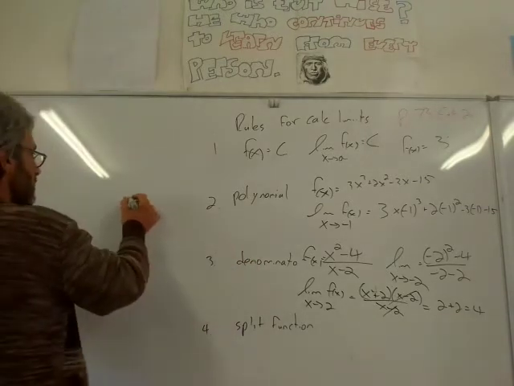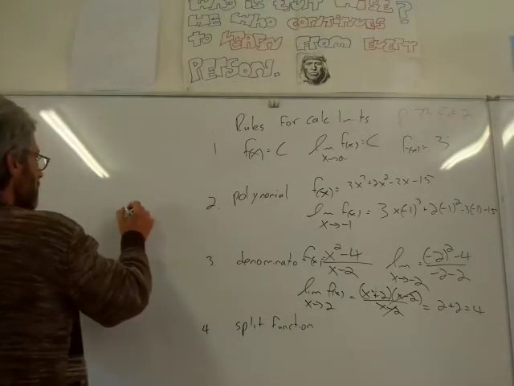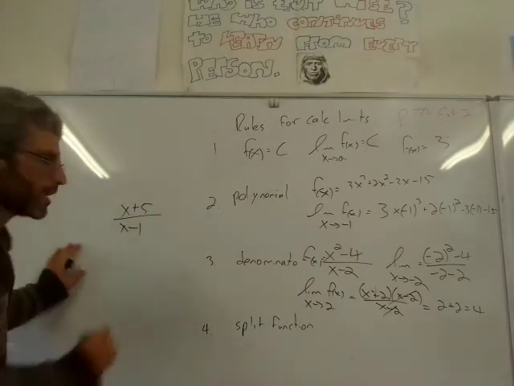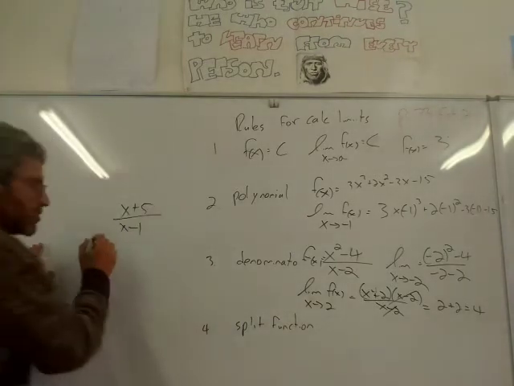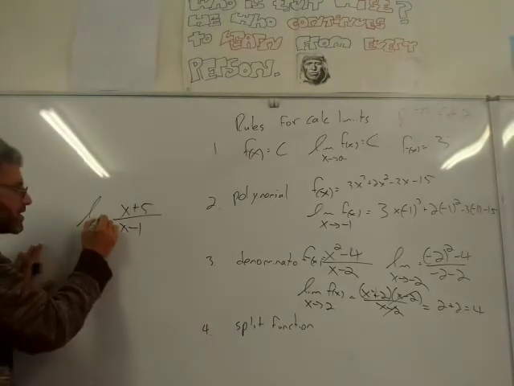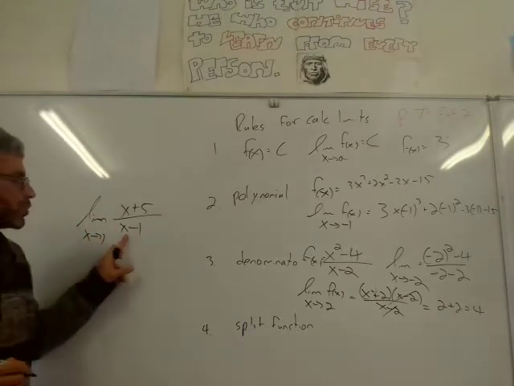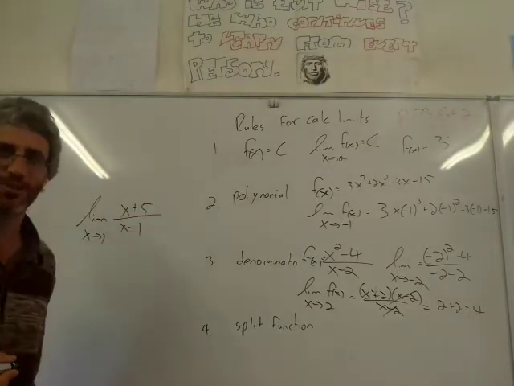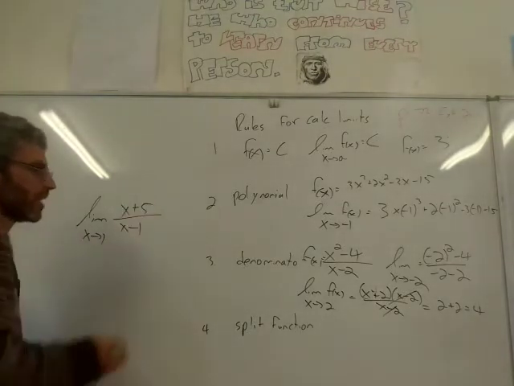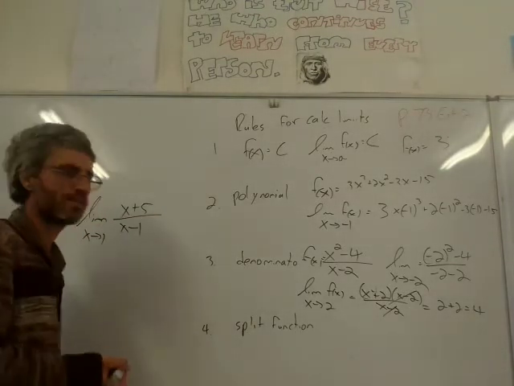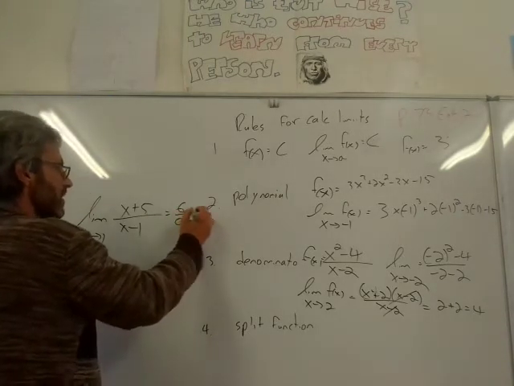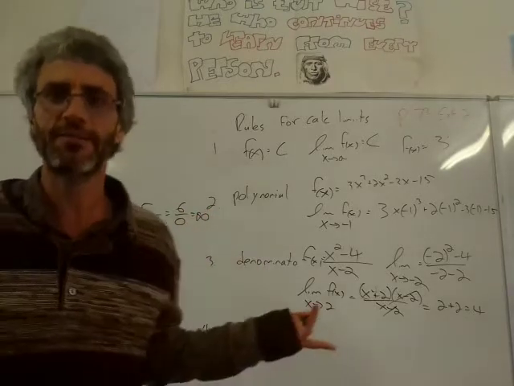Now, sometimes it's not going to work. I can think of, for example, x plus 5 divided by x minus 1. If I take the limit of this function when x approaches 1, I can't cancel anything. I can't cancel x minus 1. So the limit is not defined, because I'm going to have 6 divided by 0. It's infinity. We have an undefined limit.